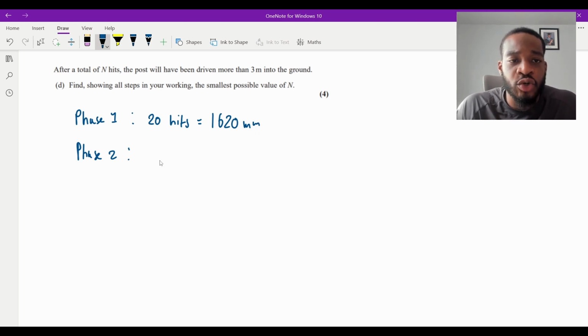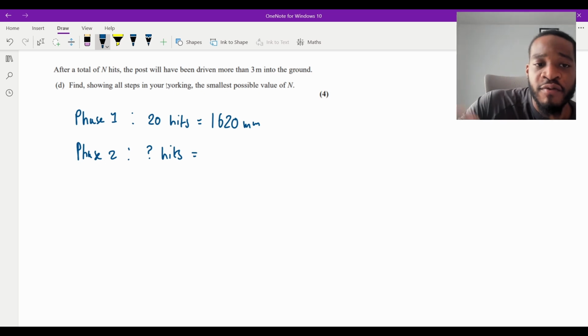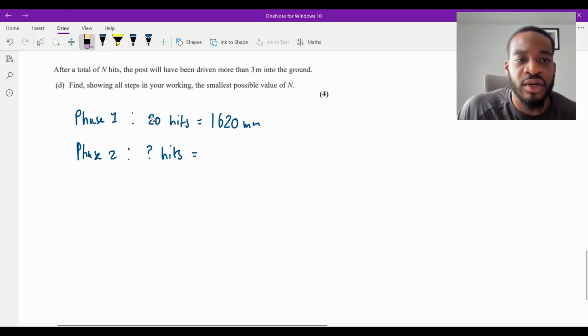Now, in phase 2, there's a certain amount of hits that we're looking for, right? Now, we need to figure out what that is. And they've told us that after this amount of hits, let me call it N actually, because it is called N. Oh no, the total hits is called N, isn't it? Capital N. Let me just call this X hits, right?